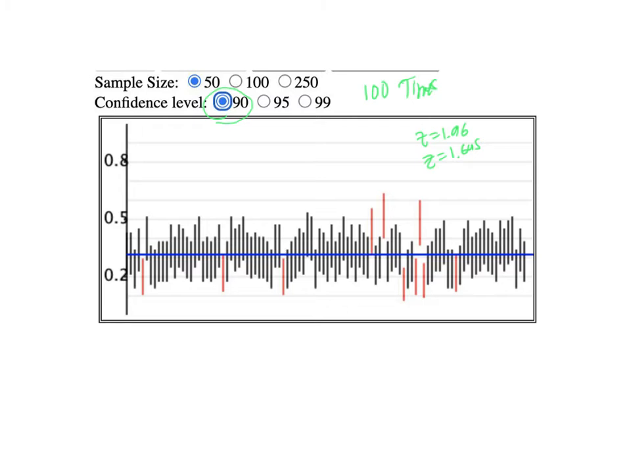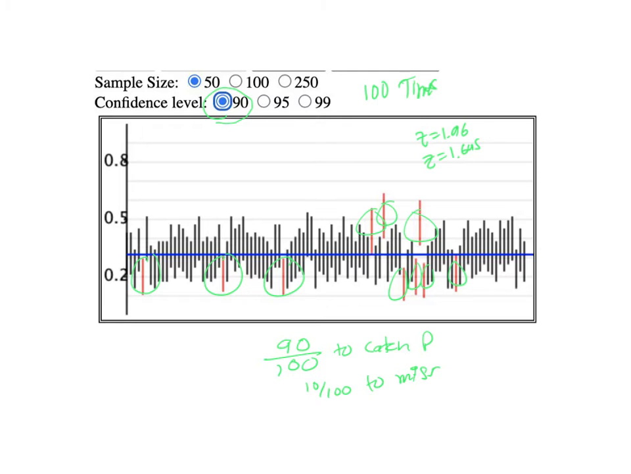Now this time, if you count the misses, there's 1, 2, 3, 8, 9, 10. So I missed 10 times, which is what we would expect, right? We expect 90 out of the 100 intervals to catch the p, the true proportion, and we'd expect 10 out of 100 to miss. So this example actually did exactly what is supposed to happen. We're supposed to miss about 10 times when we use 90% confidence.